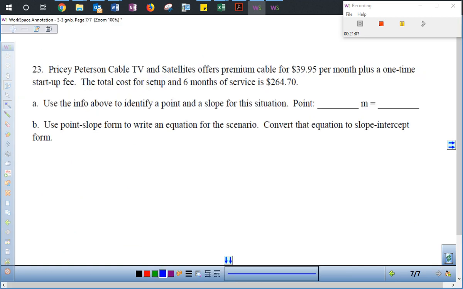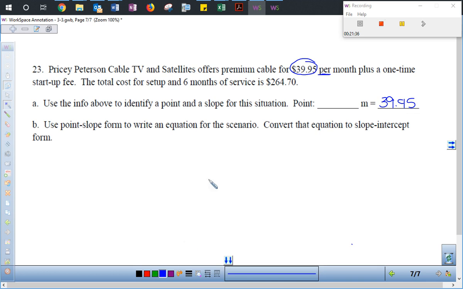Let's go to number 23. Pricey Peterson Cable TV and Satellites offers premium cable for $39.95 per month plus a one-time startup fee. The total cost for setup and 6 months of service is $264.70. Use the information above to identify a point and a slope for this situation. So remember, the slope is always matched with something per something else. So this dude right here is our slope, 39.95.